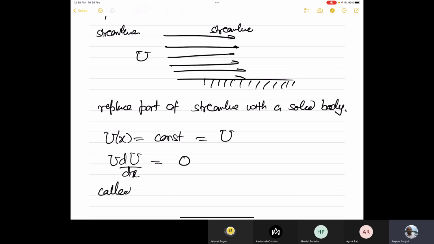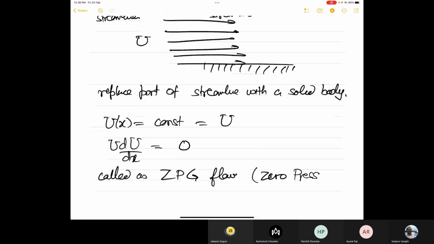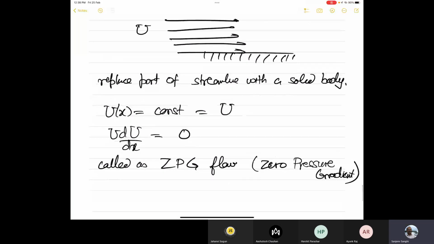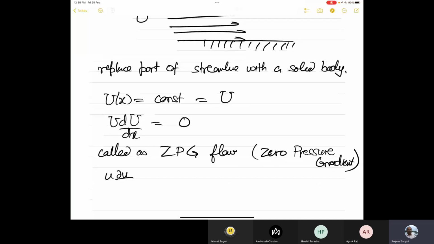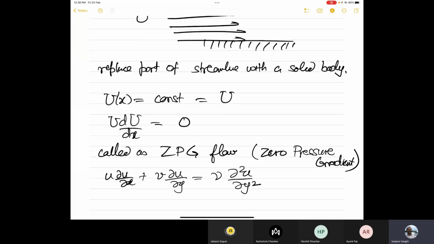So this is sometimes also called ZPG flow. What is ZPG? Zero pressure gradient. So in this flow past a flat plate, the equation becomes u du by dx plus v du by dy is equal to nu d2u by dy square. So this is the boundary layer equation for uniform flow past a flat plate.